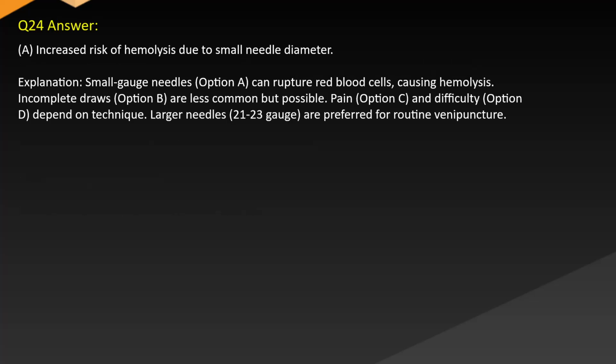Answer: A. Increased risk of hemolysis due to small needle diameter. Explanation: small gauge needles, option A, can rupture red blood cells, causing hemolysis. Incomplete draws, option B, are less common but possible. Pain, option C, and difficulty, option D, depend on technique. Larger needles, 21 to 23 gauge, are preferred for routine venipuncture.